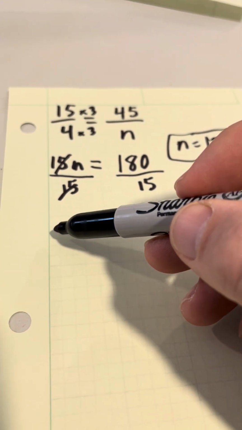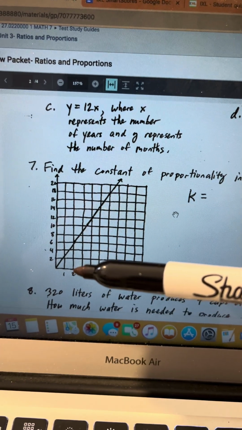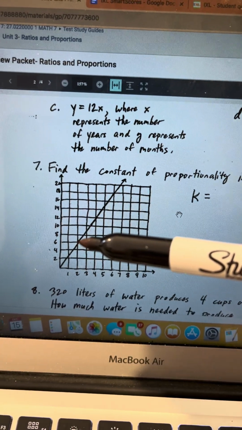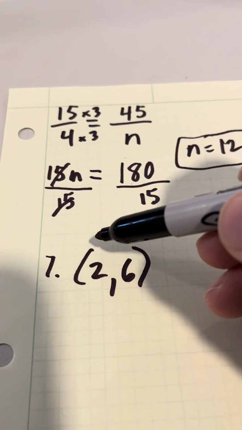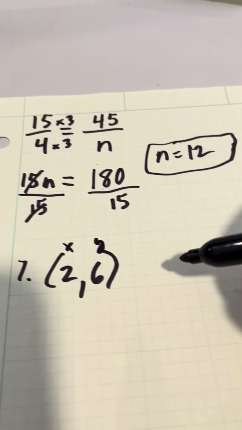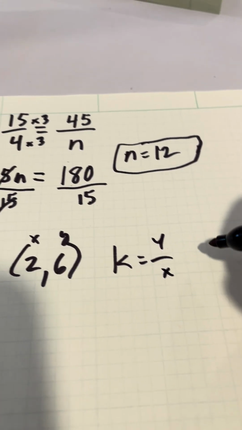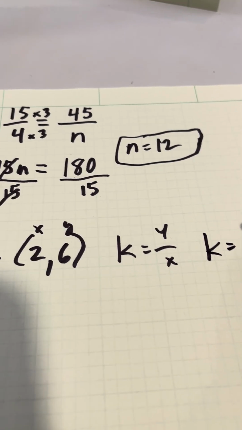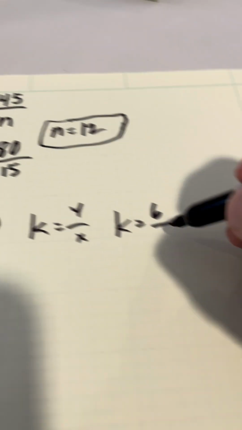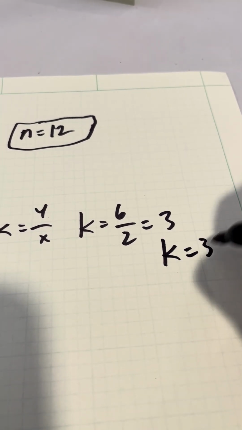This is for number 7. All right, so we're going to put the point 2, 6. And that comes from just right here. 2 on our x-axis intersects with 6 on our y-axis. All right, so there's one of the points. So remember, this is our x, this is our y. The formula for constant is k equals y divided by x. So we're going to plug these values into our formula. So this would just be constant equals 6 divided by 2, which is 3. So our constant is 3.